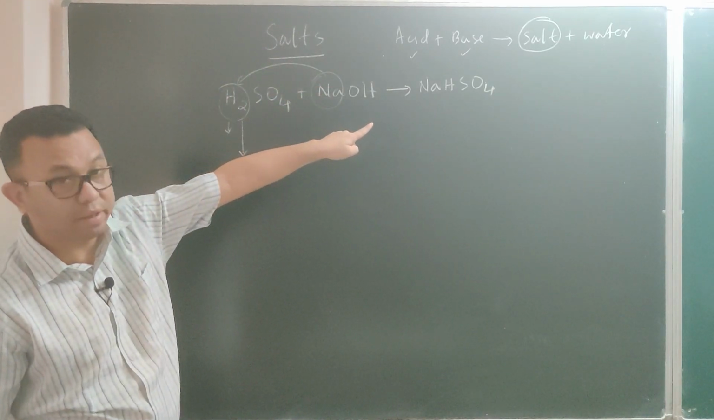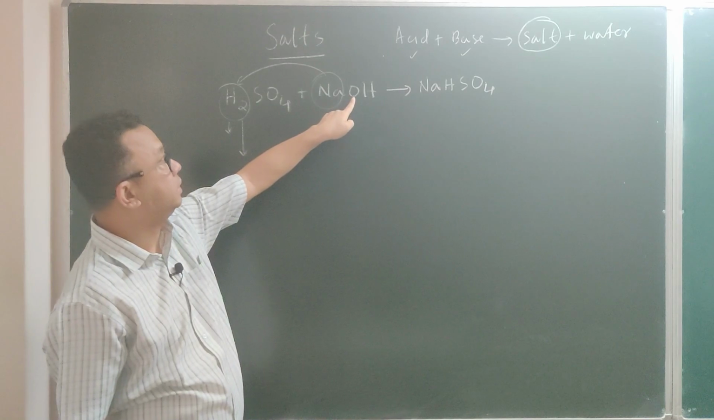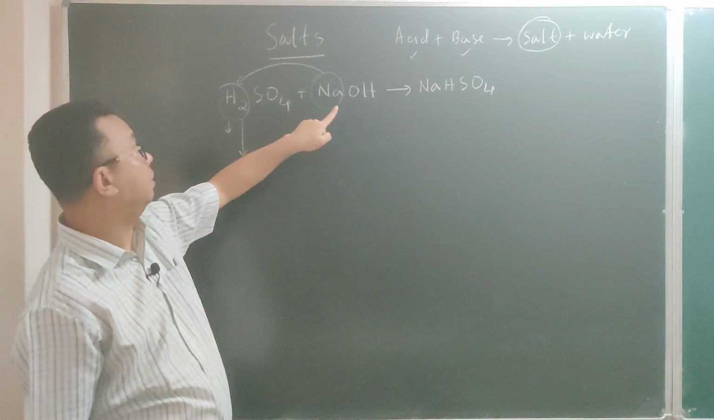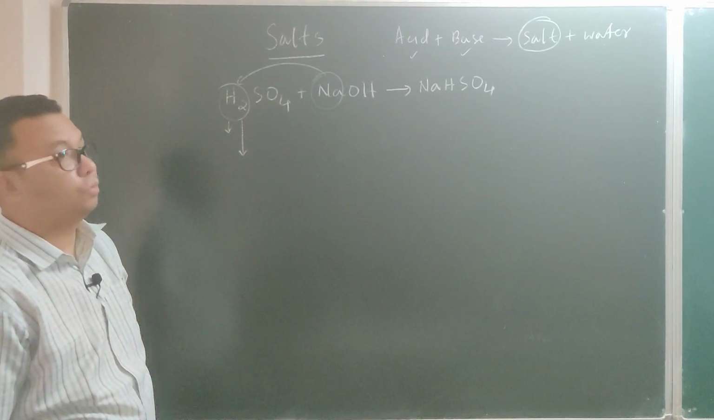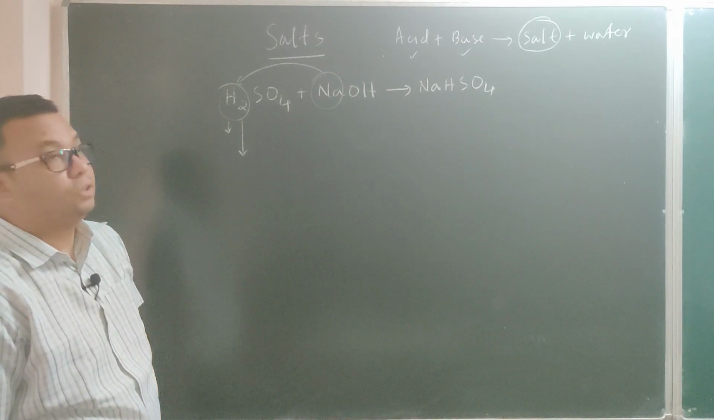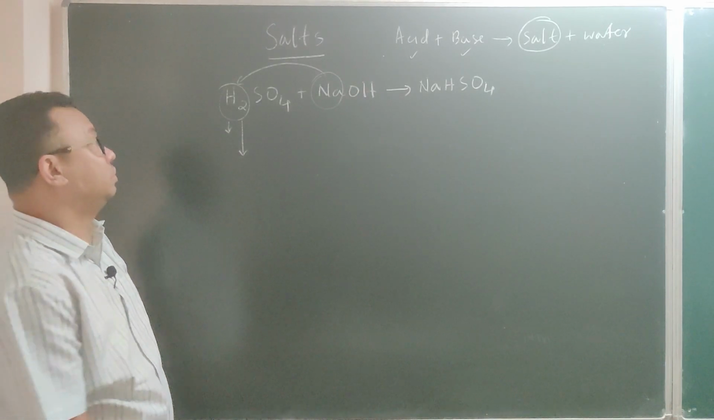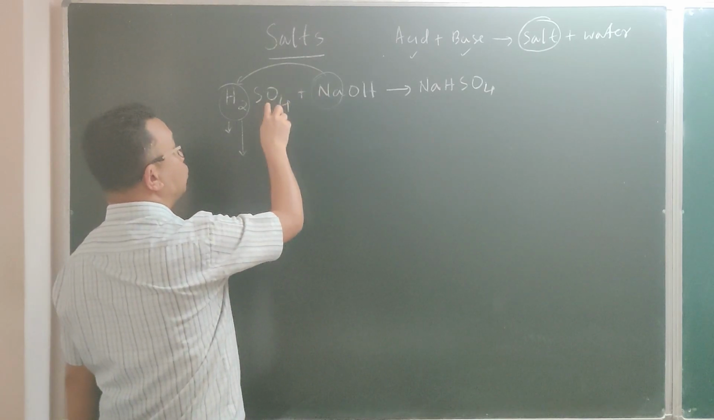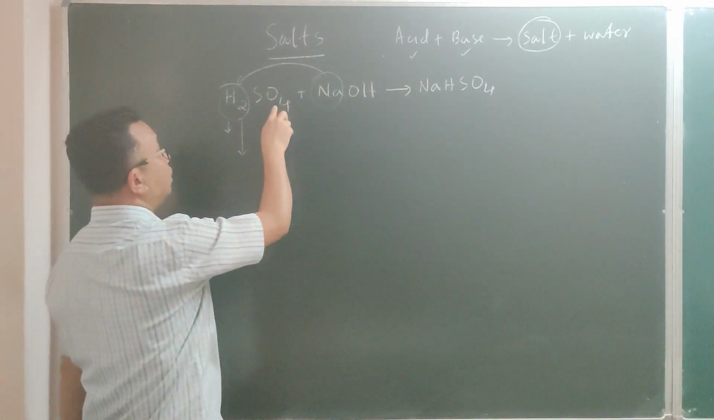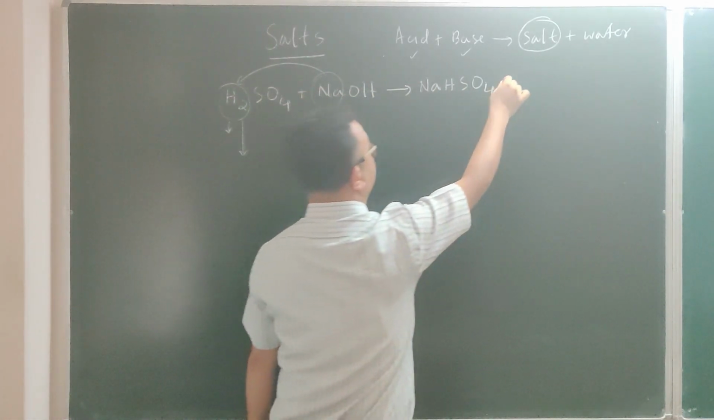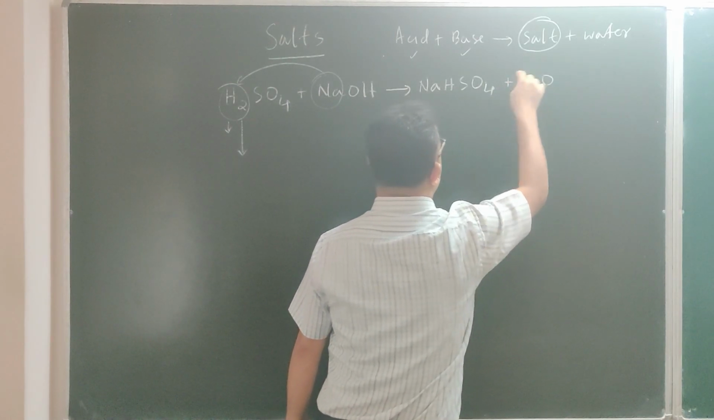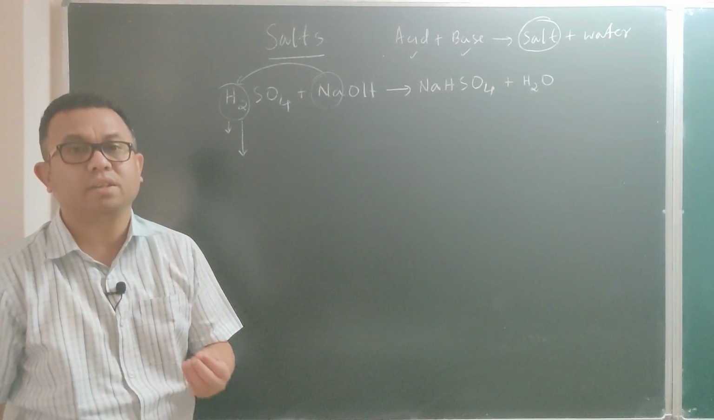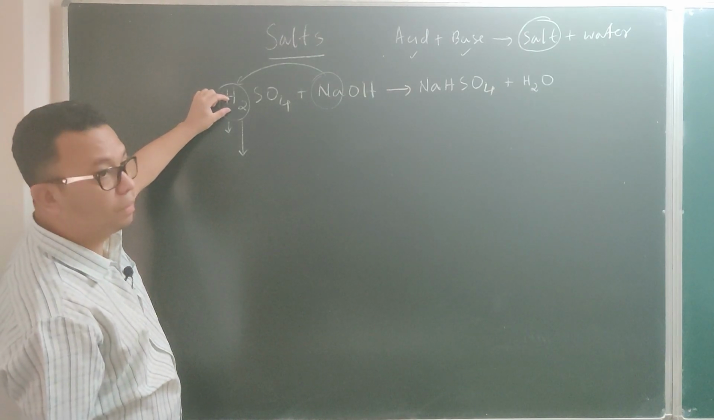Another hydrogen is still there, you can see, and then the OH part and the SO4 part. In fact, the Na and SO4 part gave you NaHSO4, that is the salt, and the other hydrogen and OH part is what is going to give you water. So this is what we call partial replacement, a little bit of replacement.